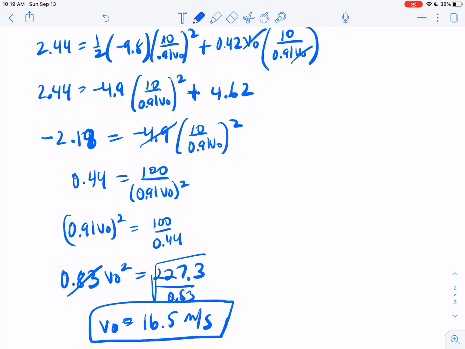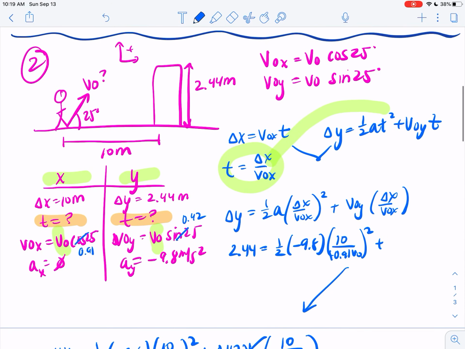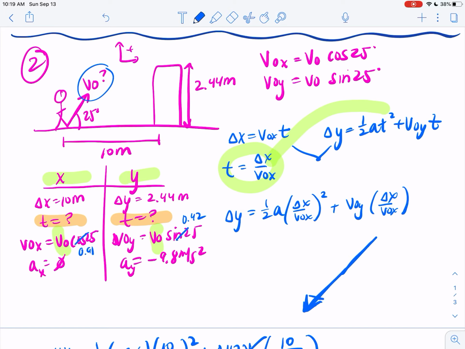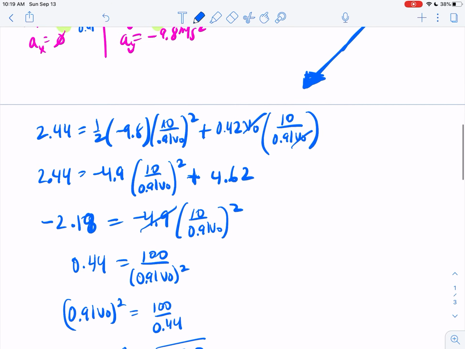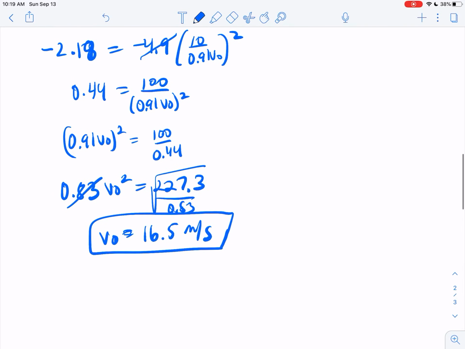Now that is the V naught at the angle, because it's not the x or the y component. I've already dealt with that in the rest of this. I'm going to get rid of this part. That seemed all right, not that bad. When you're solving for that, it's much more difficult than the other ones. Yeah, so there you go.